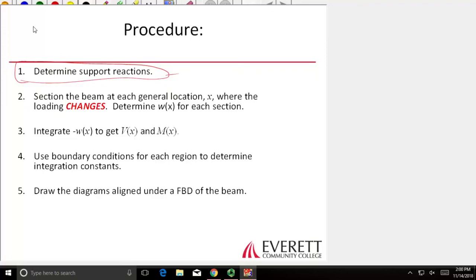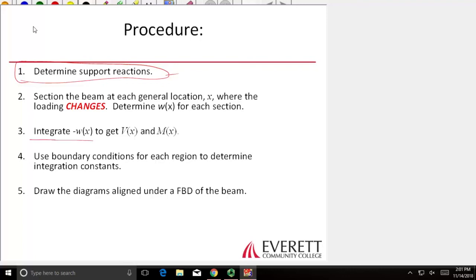Okay, then we're going to section the beam at every general location x where the loading changes. And we're going to determine Wx for each section. Okay, so what that means is we have to look at the distributed load and find the areas where there's an equation for the distributed load. This could mean a straight line, it could mean a curve, it could mean whatever they give us. But for each section where the loading changes, we're going to need a different equation.